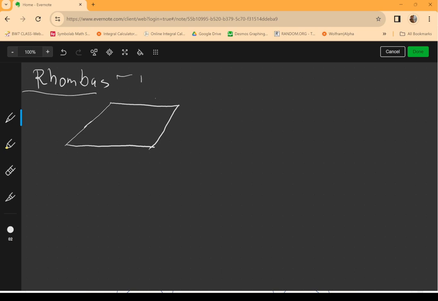Okay, so the next figure we're going to look at is a rhombus. A rhombus is just a special type of a parallelogram, right? As we discussed previously, a parallelogram is a quadrilateral where the opposite sides are parallel. So the rhombus is a parallelogram, so that holds. The opposite sides are parallel, but it has the additional property that all sides are equal.